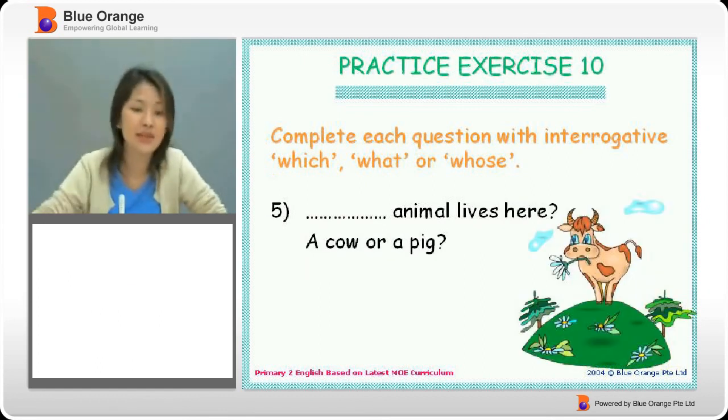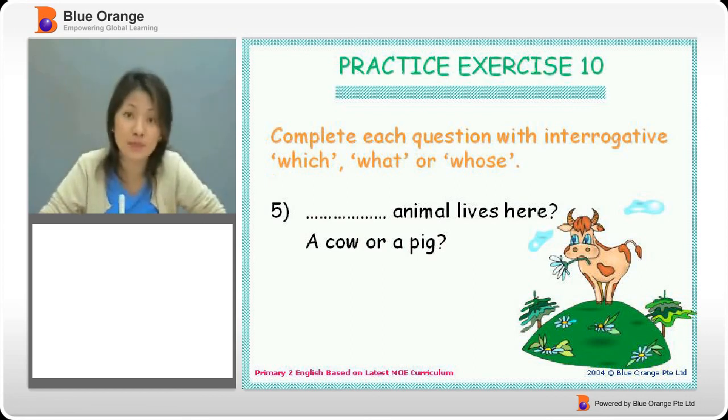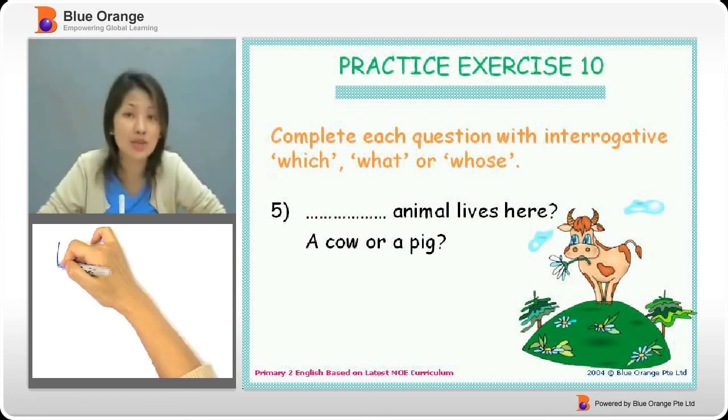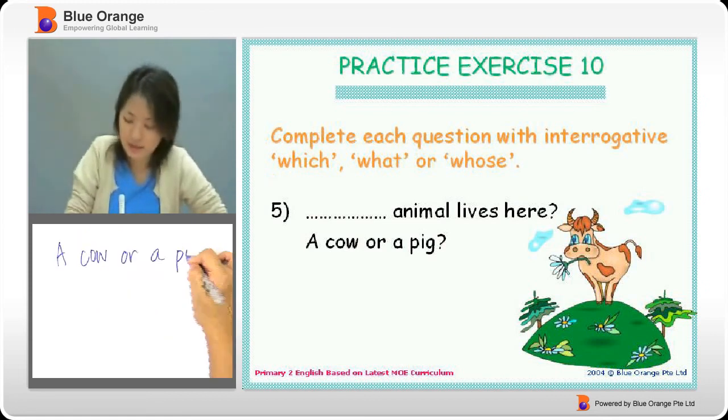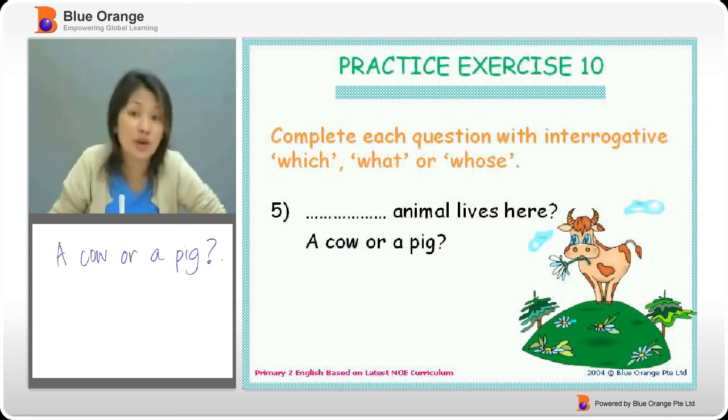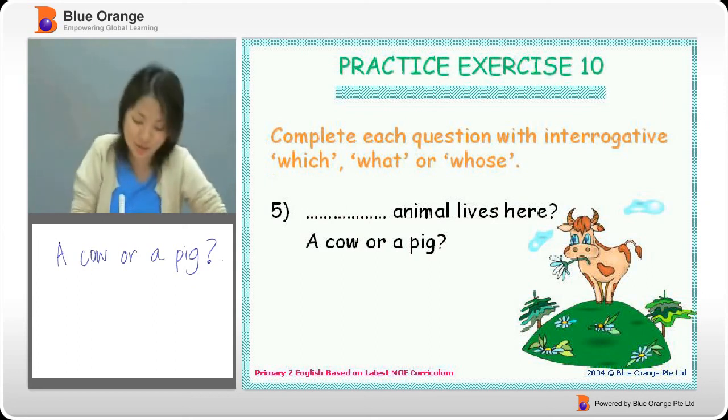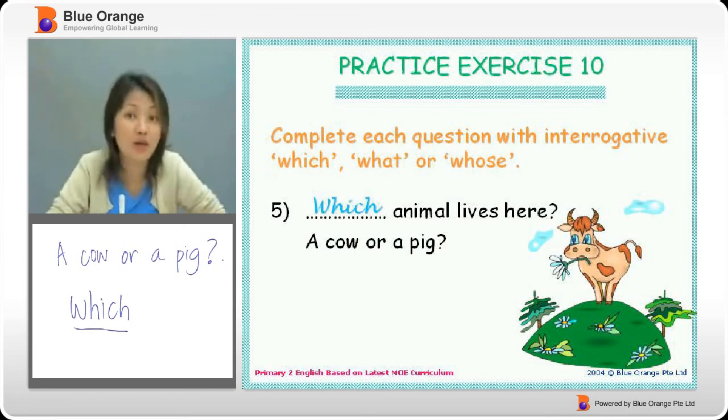Question 5. Blank animal lives here, a cow or a pig. Now the clue to the answer is this part, a cow or a pig. You know that a choice has been given to you. You either choose a cow or a pig. So in this case, we have to use the choice word, right? Which. Which animal lives here? A cow or a pig? You see that? Well, you move on to more practices so that you get yourself very familiar.